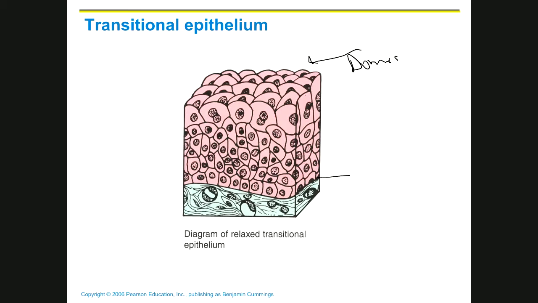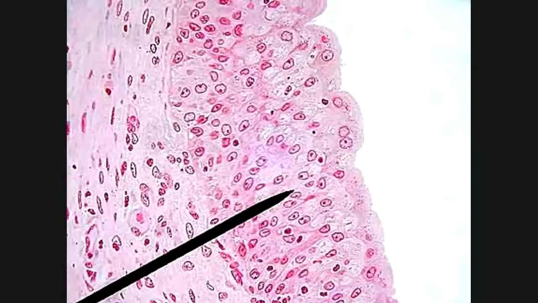And look how many layers it is. That many layers. It's a stratified tissue with domes up at the top. So you can't really confuse it with anything else because nothing else has these domes. See them here? The tissue runs from here to here.